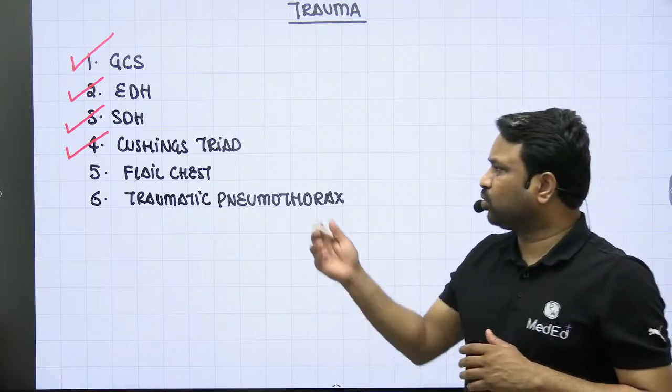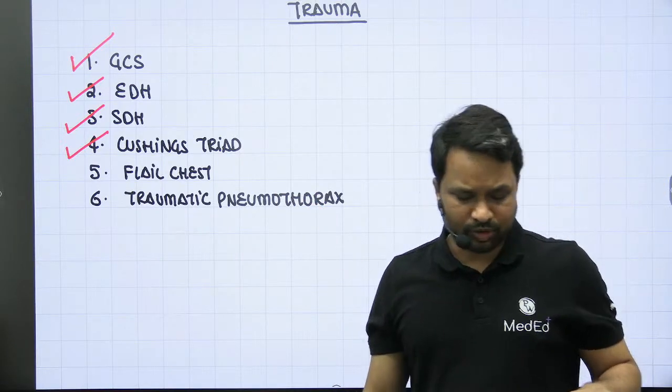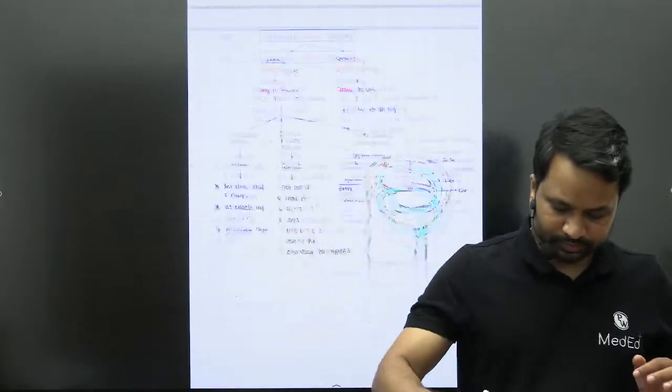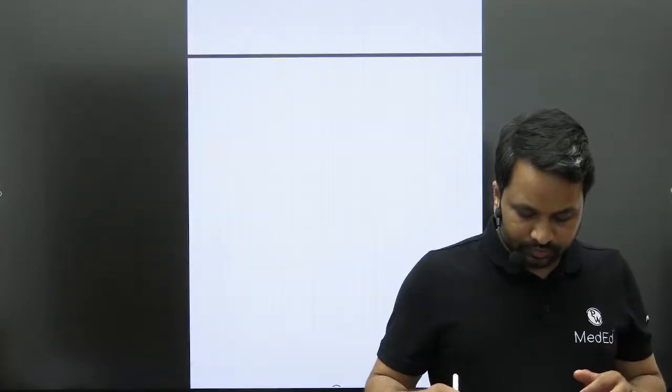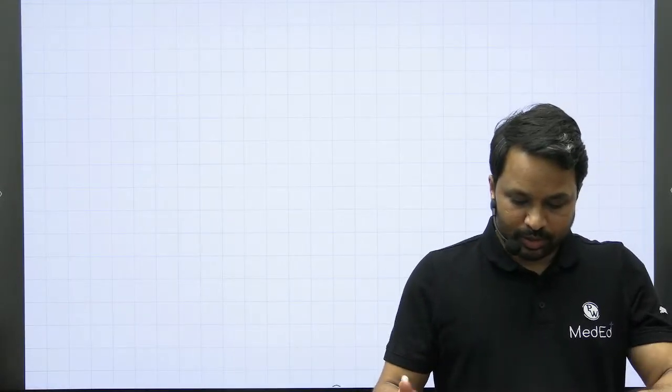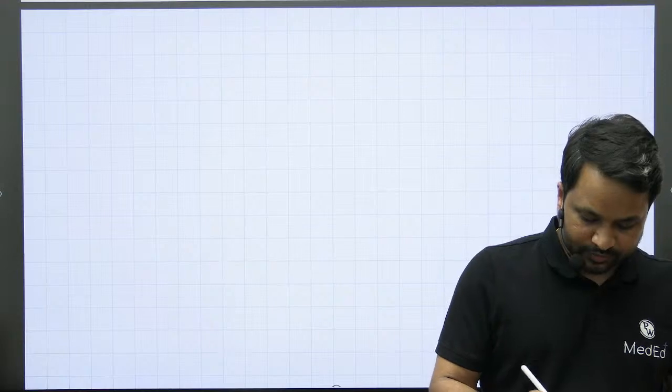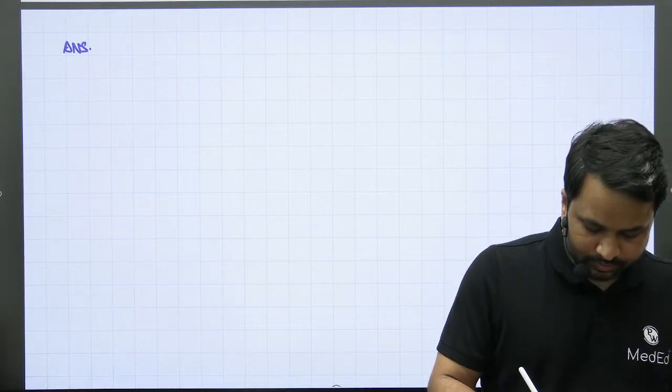So now we'll talk about thoracic trauma. We have two conditions, one is flail chest and another one is pneumothorax. So we'll talk about both of them. So we're talking about pneumothorax. So we have the answer on the traumatic pneumothorax.